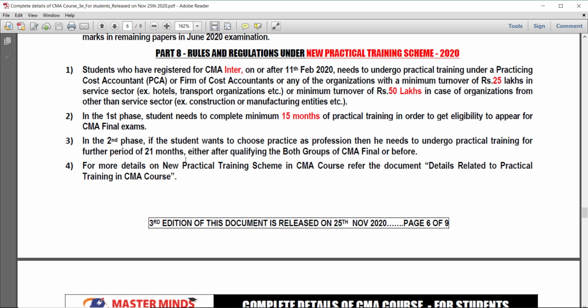So let's get into the practical training scheme. This new concept of practical training scheme was introduced in the month of February 2020. Under this particular notification, which was released on 11th February, you have to undergo 15 months of practical training before you attempt CMA final.